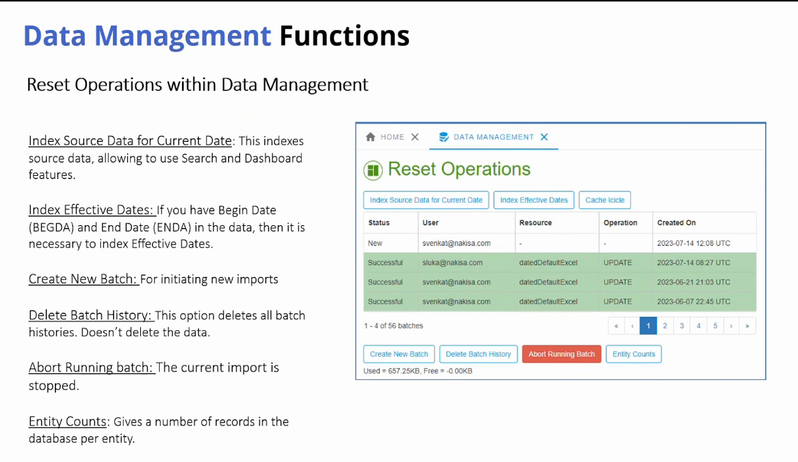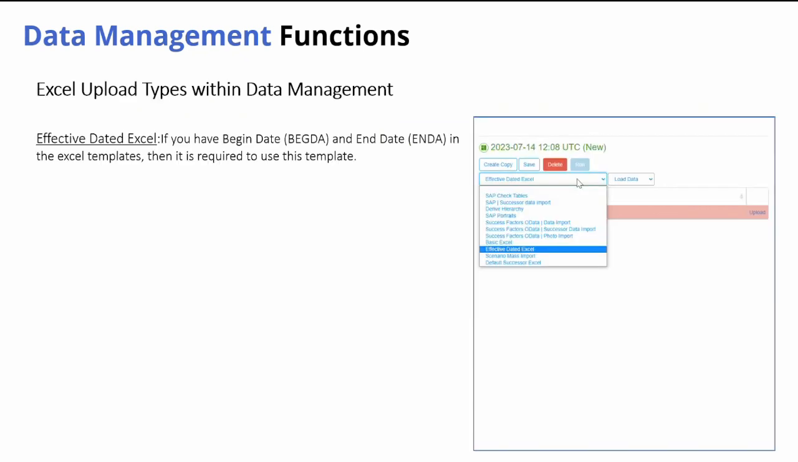These are some of the options which you'll have to keep in mind before going ahead and uploading the data into the admin section. Once you try to create a new batch and then upload this data, you can see that in this particular drop down there are a number of different options that you will be asked to select. The most common option that you will be selecting is the Effective Dated Excel.